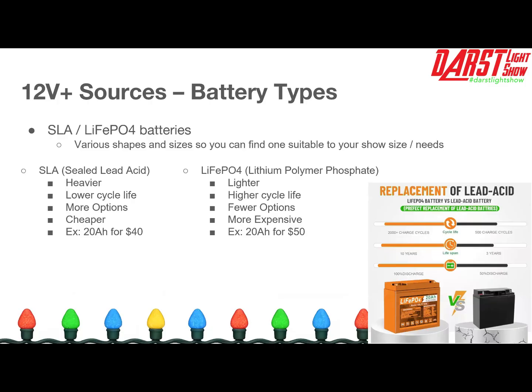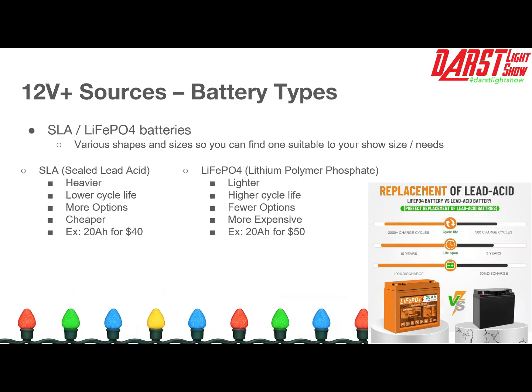For kind of an in between, lithium polymer batteries would be the way to go. So you really have two options for compact batteries. You've got SLAs or lead acid batteries, and then you've got lithium polymer batteries.